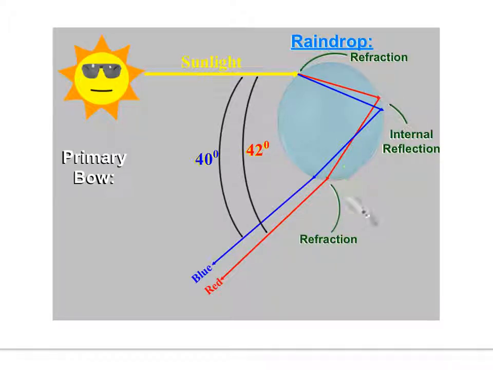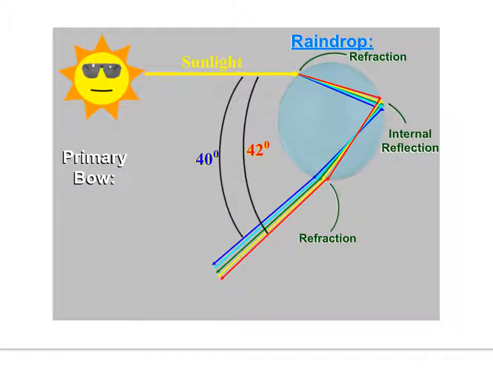We need this refraction here in order to separate out the colors of sunlight into the colors of the visible spectrum. The internal reflection here just redirects the sunlight down towards our eye. We're going to be down here somewhere looking up towards the sky, and it's during this reflection here that the colors wind up flipping.